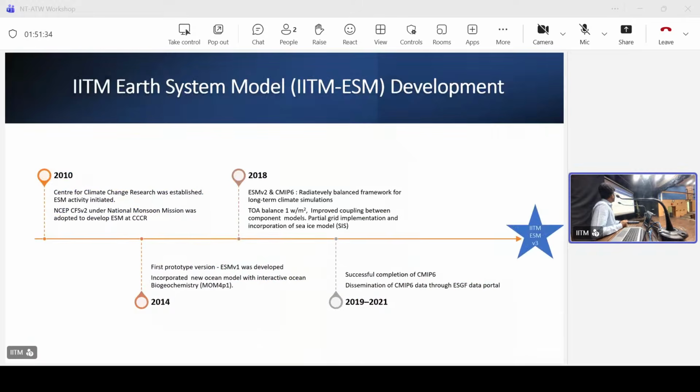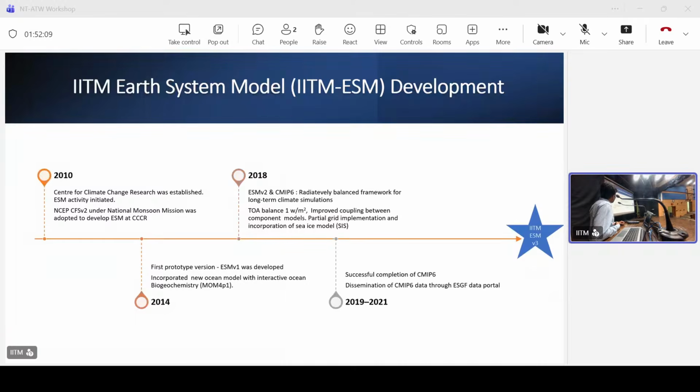Moving ahead, this is the timeline and history of IITM Earth System Model development. It started in 2010, adapted from CFSv2 under the Monsoon Mission Program, and was then adapted to develop the Earth System Model at CCCR. In 2014, the first prototype version, Earth System Model version 1, was developed, with interactive ocean biogeochemistry for the ocean component.